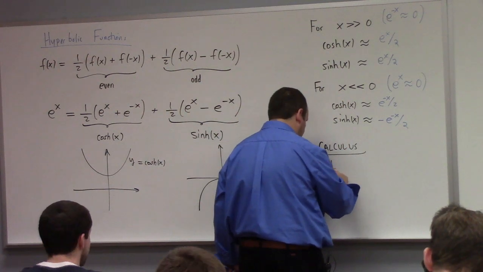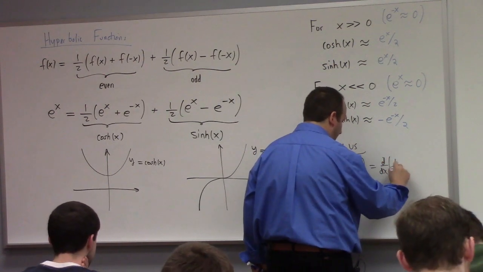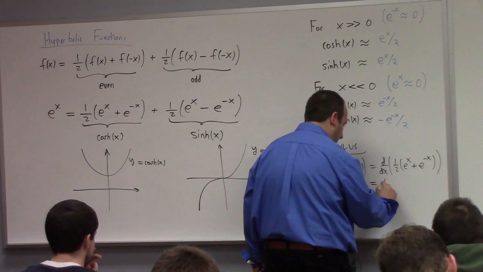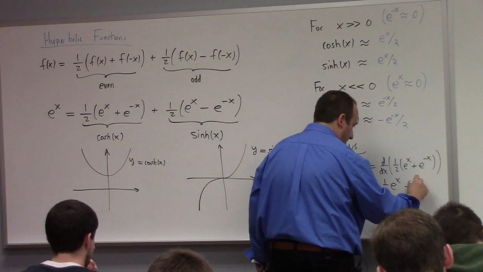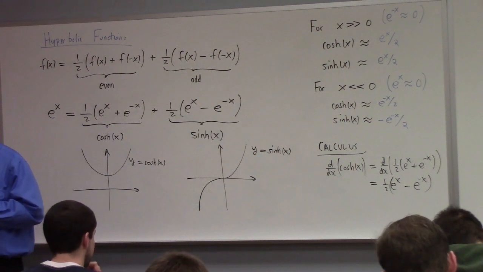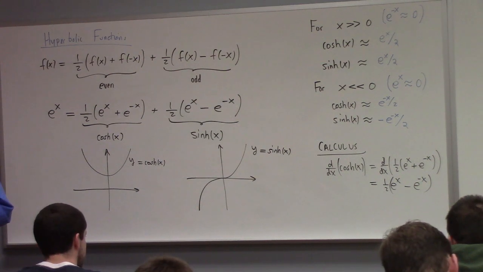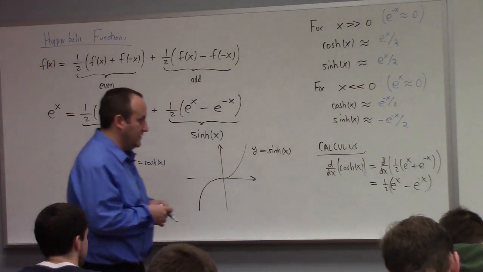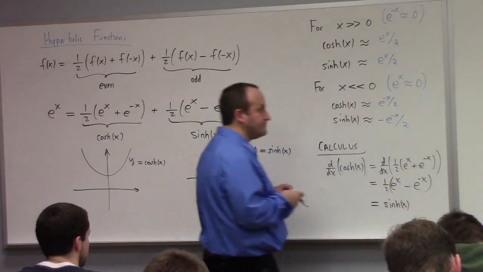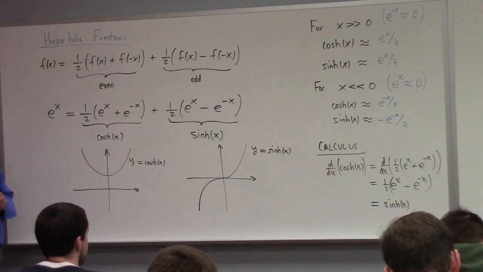d/dx of cosh x is what? d/dx of 1/2 (e to the x plus e to the minus x). And then what do we do? Pull out the half and do the chain rule. For the second piece, we get that minus from the chain rule. And what do you got? That, by definition, is the hyperbolic sine, right? So the derivative of cosh is sinh. And vice versa, right? If you differentiate the hyperbolic sine, what do you get?